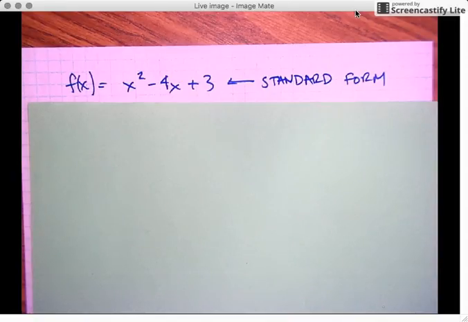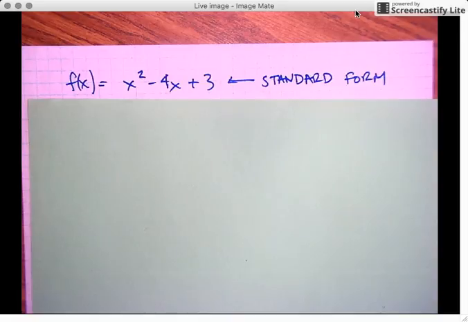Hey guys, I'm going to show you in this video how to change equations that are in standard form into vertex form. And then after that, I'd like to show you why it is beneficial. So the process is unbelievably similar to completing the square. So here's our original equation.